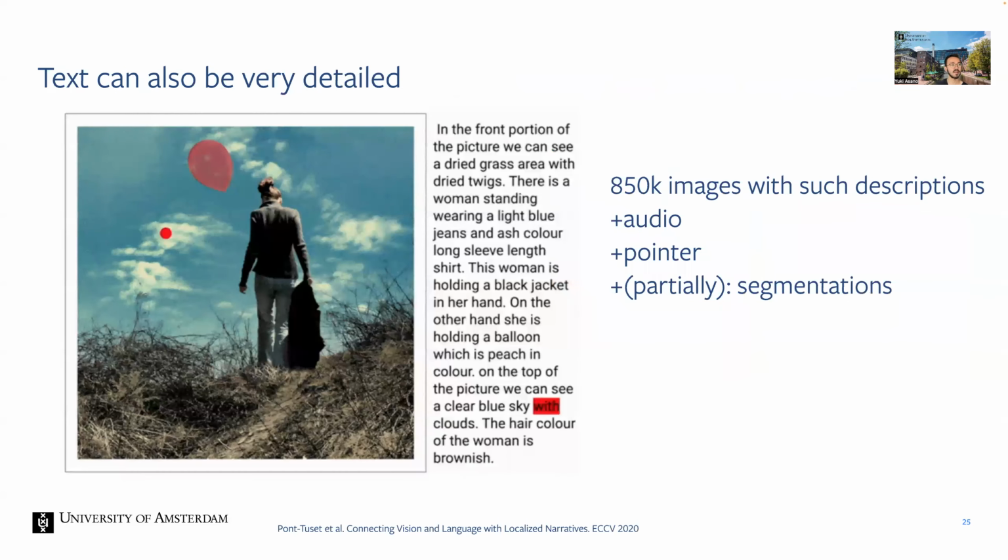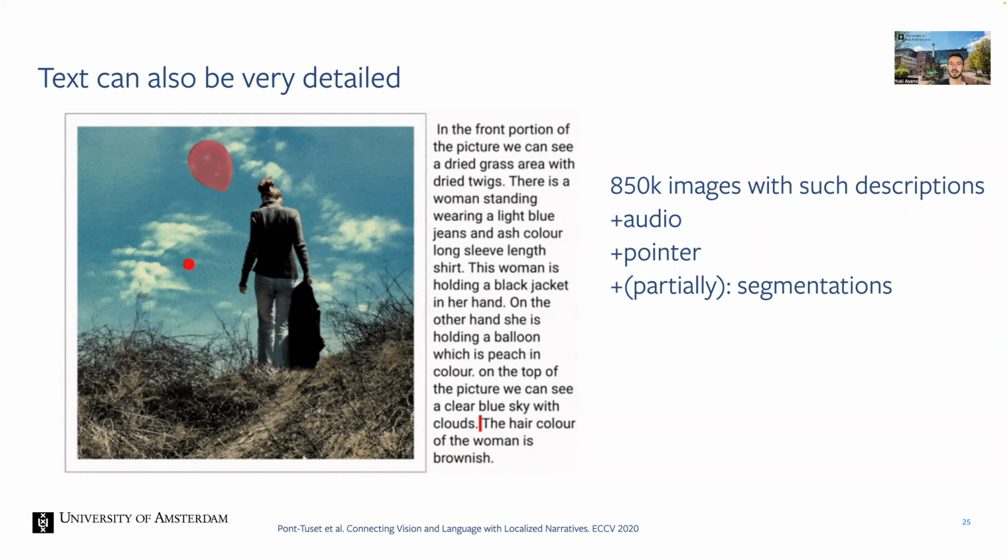Right, and then text can also be very detailed, of course. Not only these very short captions, but you can have a whole narrative, for example, where people go through an image and, let's see if this animates, point out where they are. And so you can see this whole data set has almost 1 million images with audio where someone is reading out what's happening and pointing out where they are with what's happening. So when they talk about the blue sky, they will point to the blue sky. And some of this data set also contains segmentation. So these data sets can be very detailed.